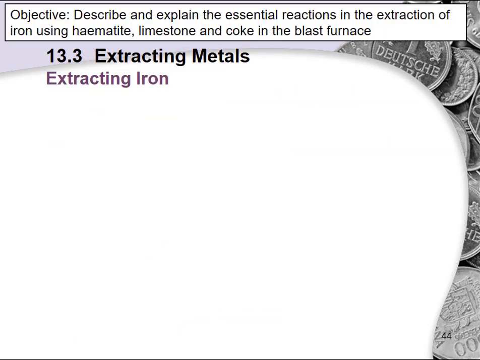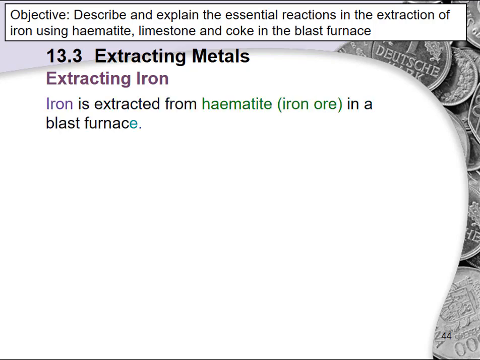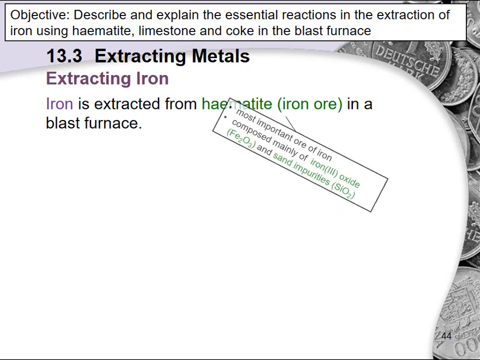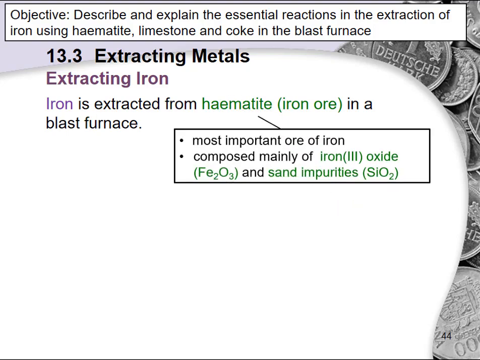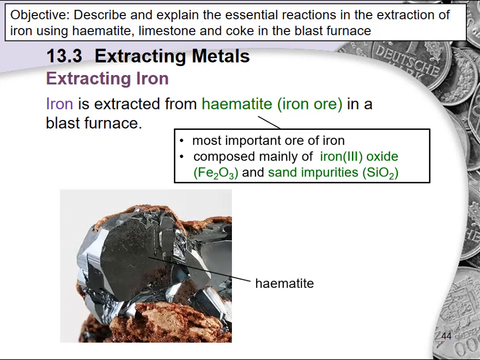Now we'll focus a bit more on the reactions in the blast furnace to extract iron. And this is an example of a reduction process, reduction by carbon. Iron is extracted from hematite. Hematite is one of the iron ores that's commonly found, and it contains a high percentage of iron. That's why it's commonly used to extract iron. Because this is a mixture and it comes with other sand and rocks and other impurities. Now this is hematite.